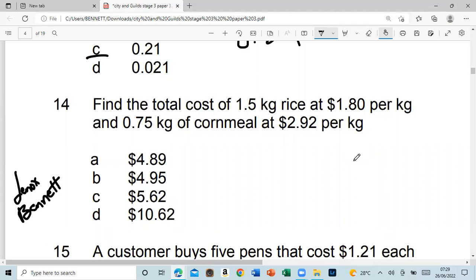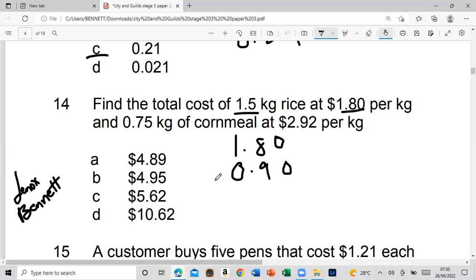Find the total cost of 1.5 kilograms of rice at a price per kilogram, and 0.29 per kilogram of corn meal. All right, so again, split this. One kilogram costs this, right? So half of this will be 0.9. So that's the rice. It's a half pound of rice, so we break it down.